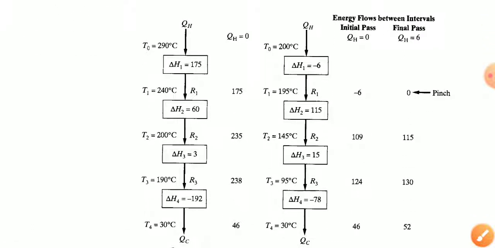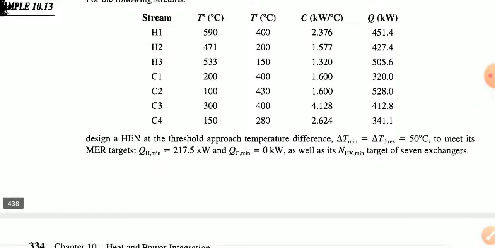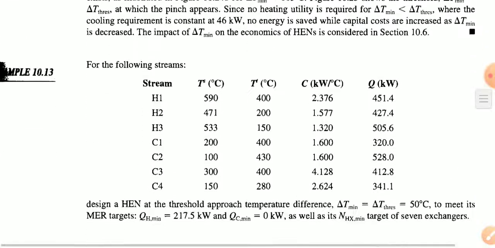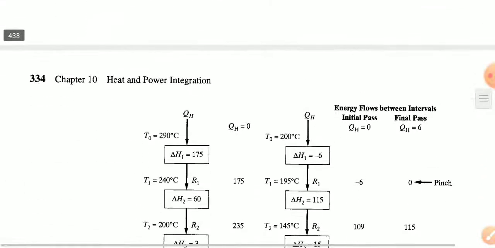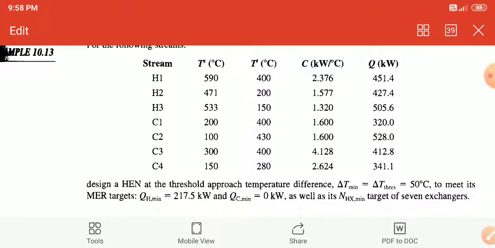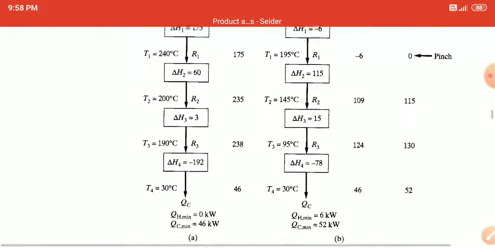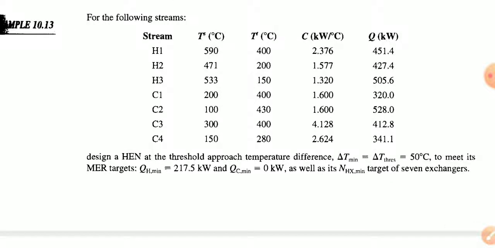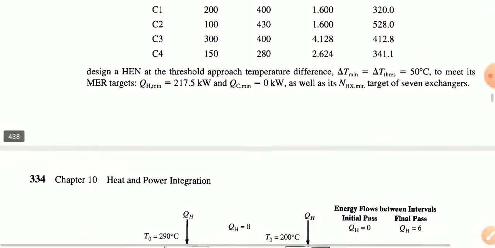Now find out delta H1, delta H2, delta H3, delta H4, for the cold phase and the hot phase both. So how do we find out the temperatures on this basis? This is 175. Then delta H2: first of all 290 degrees Celsius. Then the temperature difference given is 10 degrees, 50 degrees.